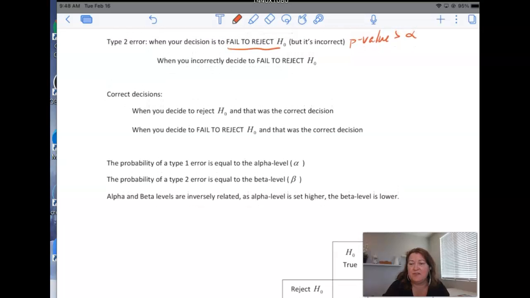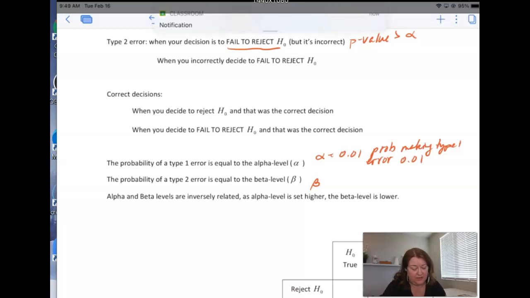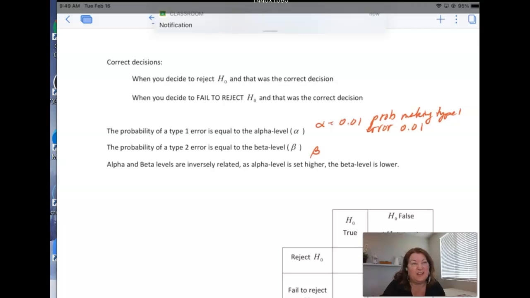All right, we have some notation for those. The probability of a type 1 error is equal to our alpha level. So if they set alpha level equal to 0.01, then our probability of making a type 1 error is 0.01. Okay, so whatever your alpha level is, that is the probability of making a type 1 error. Type 2 error is called beta, and that is the little Greek symbol with a B in it. Okay, and it is not related to alpha level in any way, shape, or form. Okay, however, we do know, so it is kind of related to alpha level.